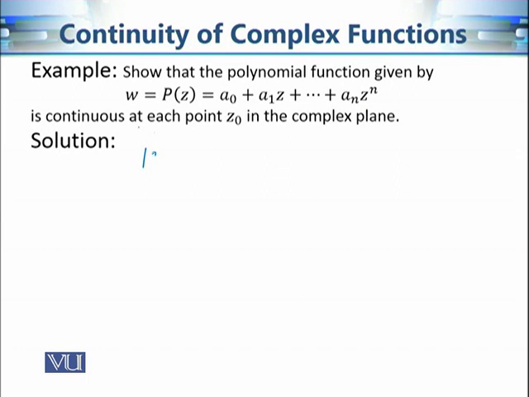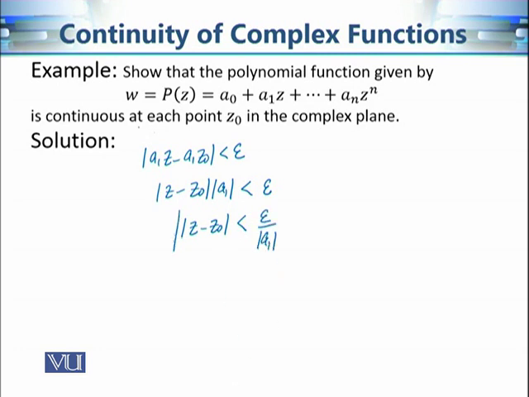Starting from |a1 z minus a1 z0| less than epsilon, we can take a1 common, so it becomes |z minus z0| times |a1| less than epsilon. So this implies that |z minus z0| is less than epsilon over |a1|. Now this is the observation.